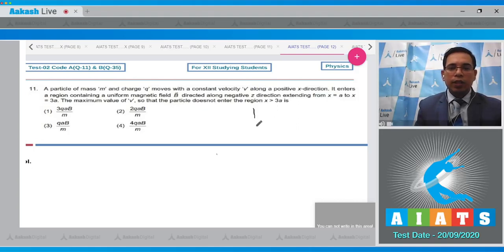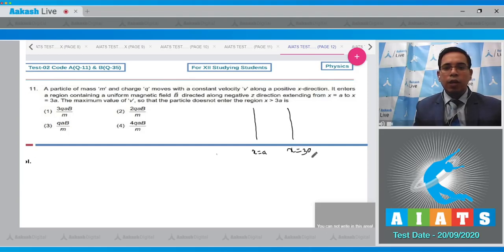Now dear students, consider the situation in which this is the region, this is x equal to a and this is x equal to 3a. Here a uniform magnetic field directed along negative z direction is given, and here a particle is moving whose mass is m and charge is q in this direction. This is the positive x direction, this is x, y, and this is z direction. Now after entering the magnetic field, it follows a circular path and moves like this.